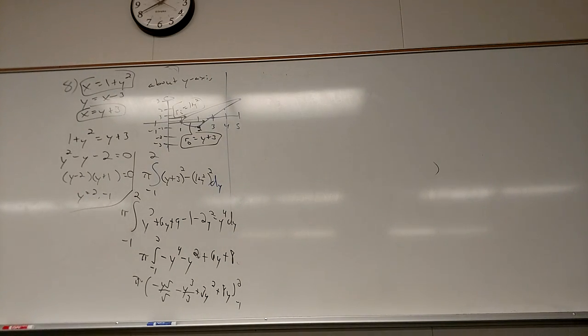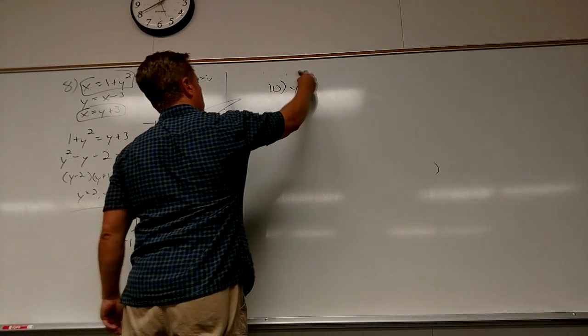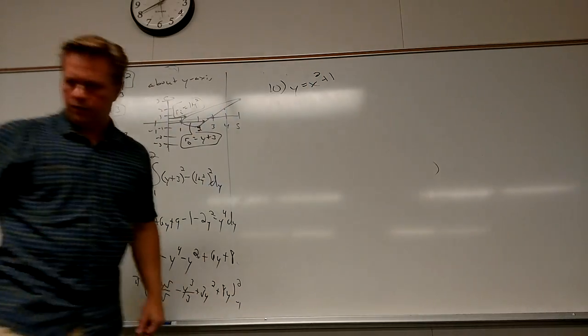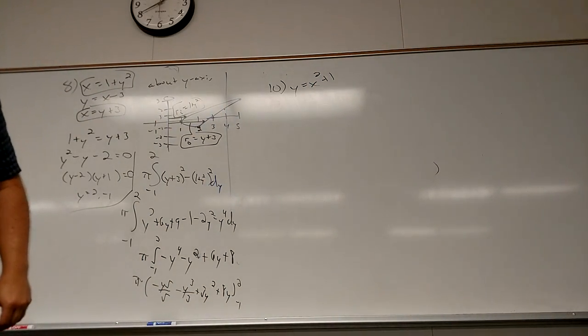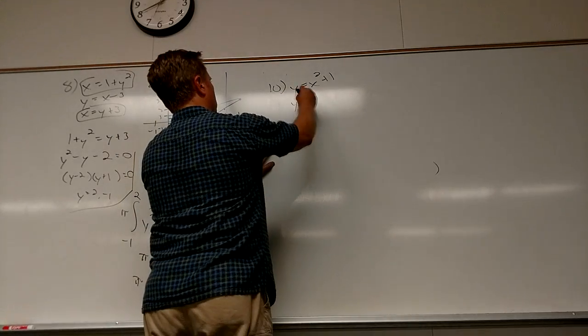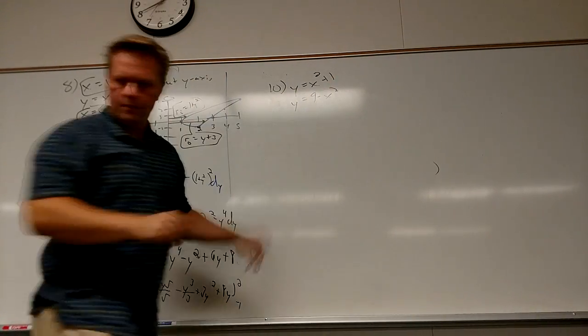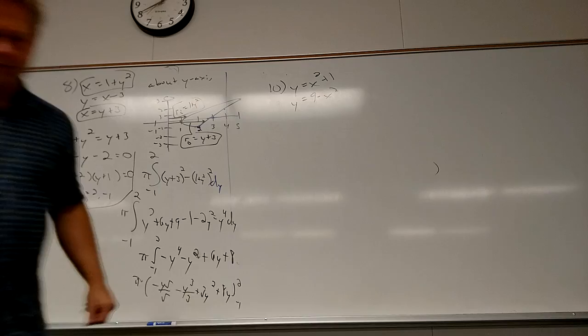What's the next one? That was number 8? Number 10 is the next one. So see, they tell me the region is x squared plus 1, 9 minus x squared, about y equals -1.